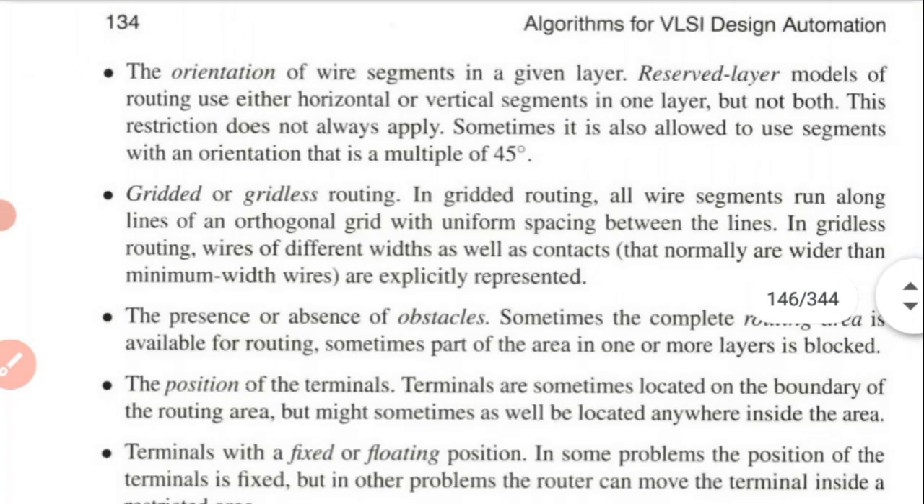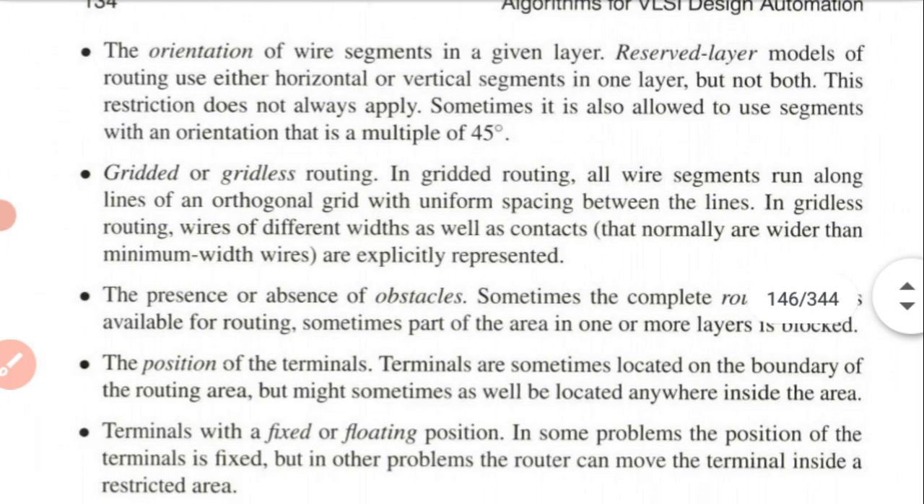And next thing is the orientation of the wire segment. For this orientation, we know that horizontal or vertical segments are possible, right? In routing we can use either horizontal or vertical segments in one layer, but not both. That is the reserved layer model of routing. The orientation of the wire segment is given in the layer.